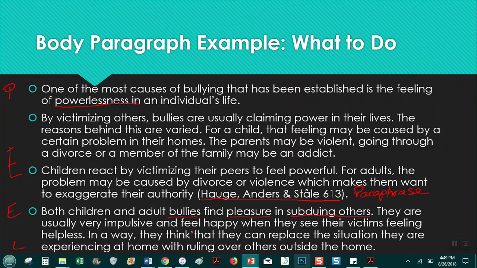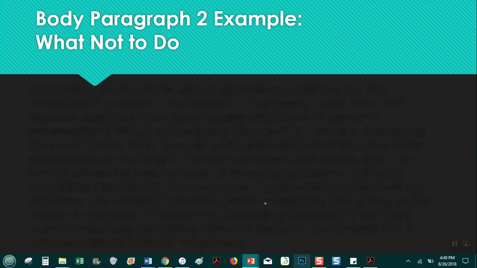In a way, they think they can replace the situation they are experiencing at home by ruling others outside the home. So she explains this piece of evidence in a really nice way and ties it back to the feeling of powerlessness in an individual's life. So kind of rephrasing that pleasure in subduing others. And then she linked it to her next point.